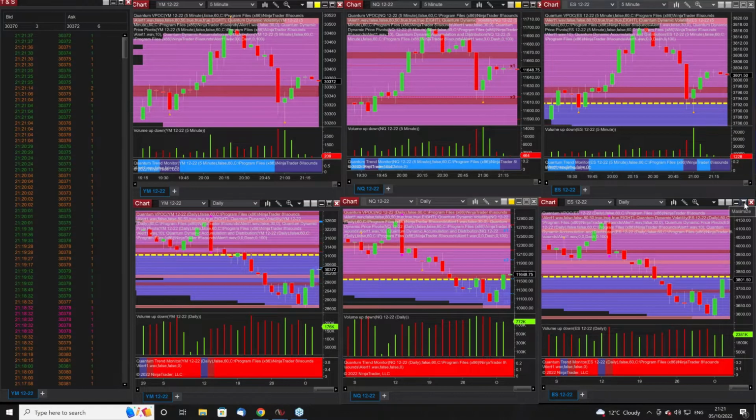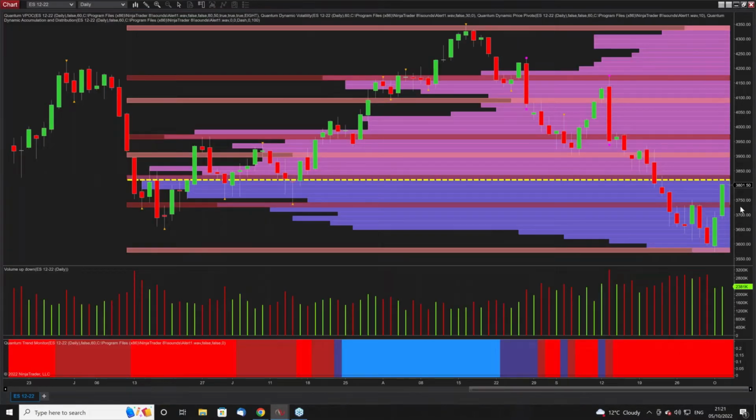Let's just pop up the ES. There we go. And this is the price action. You might not be able to see it, but basically that's what it's done today. Moved lower and it's recovered, and it's pretty much finished off where it opened the day at just on 3,800.